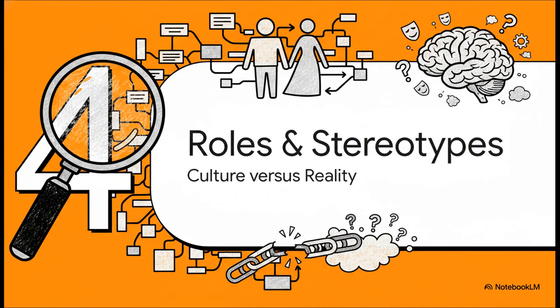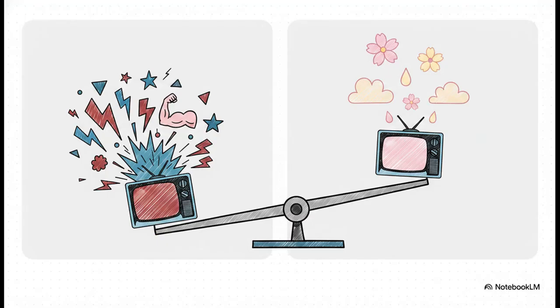Section 4. Roles, Stereotypes, and Reality. Culture versus reality. From the exact moment we're born, we are just bombarded with socialized expectations. Honestly, nowhere is this more obvious than on TV, which heavily pushes these stark, stereotypical contrasts. Men are usually portrayed as dominant, rational, and even violent, making up roughly 65% of all TV characters. Women, on the flip side, are typically painted as sensitive, romantic, and submissive.